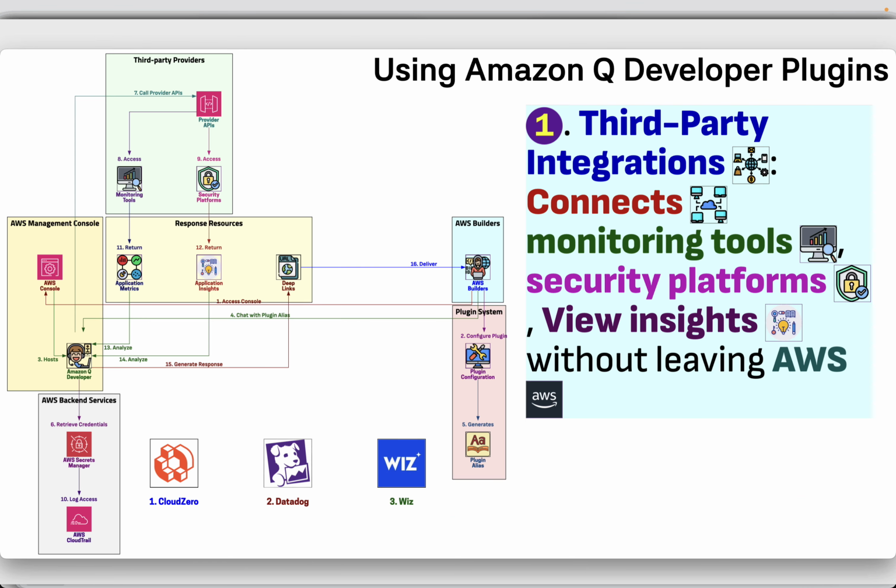Next, Amazon Q Developer plugins. So there are 3 plugins. These are the Cloud Zero, Datadog, and Wiz. And I'll just talk about how to work with these Amazon Q Developer plugins. So Amazon Q Developer can connect with third-party monitoring tools and security platforms, so you can see insights about your applications without having to leave the AWS environment. And these 3 plugins, currently these are the only 3 which are available. Cloud Zero is for cloud cost optimization, Datadog is for monitoring and logging, and Wiz is a cloud security posturing tool or service.